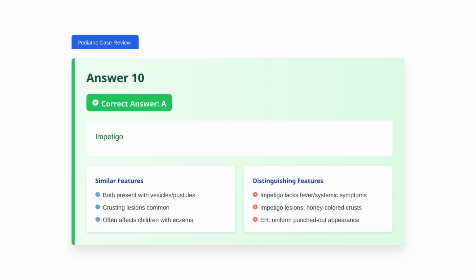Both conditions can present with vesicles or pustules encrusting, especially in children with atopic dermatitis. However, impetigo typically lacks the high fever, significant systemic symptoms, and uniform punched-out appearance characteristic of eczema herpeticum. Impetigo lesions are also more commonly honey-colored and crusty, rather than umbilicated and erosive.